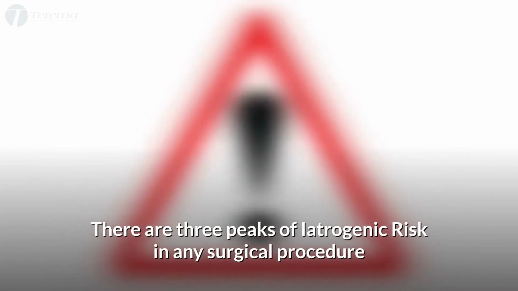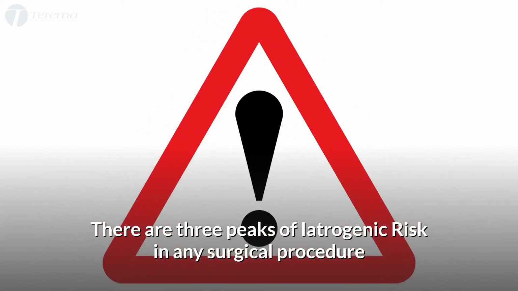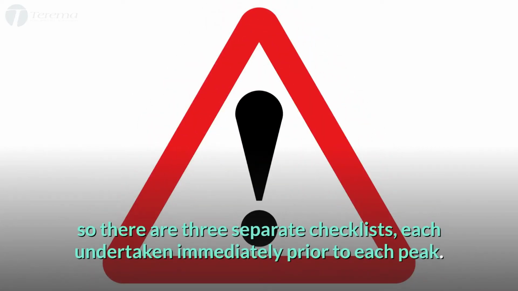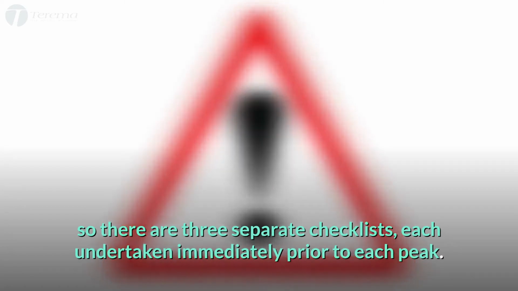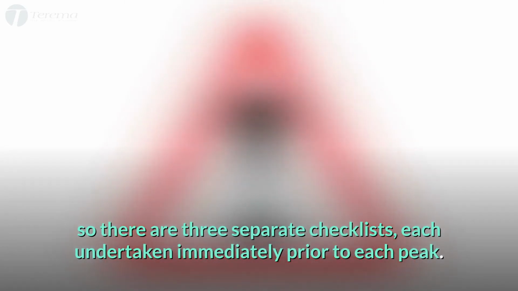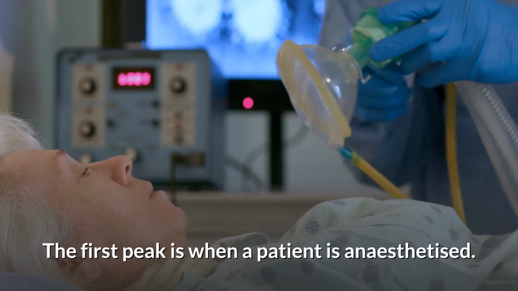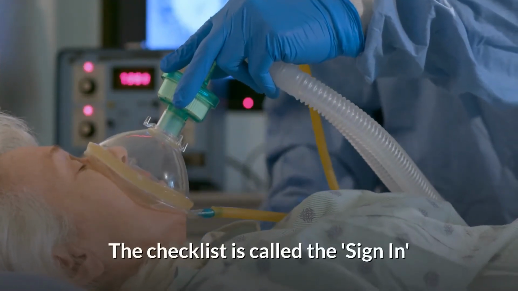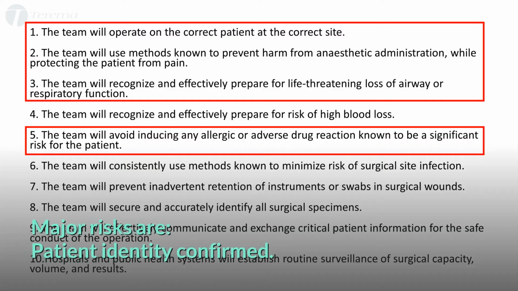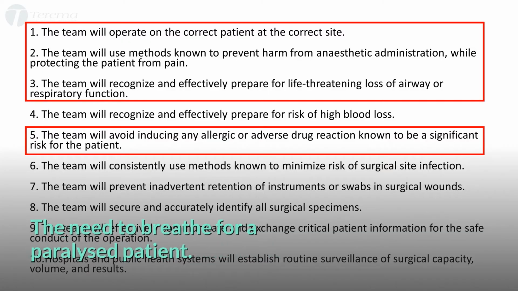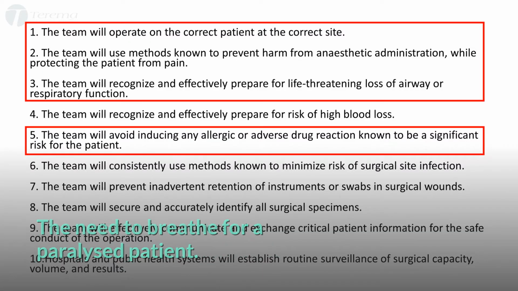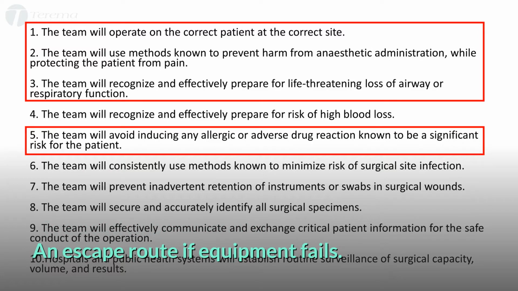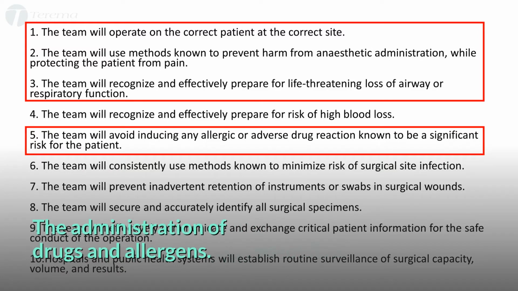There are 3 peaks of iatrogenic risk in any surgical procedure, so there are 3 separate checklists, each undertaken immediately prior to each peak. The first peak is when the patient is anaesthetised. The checklist is called the sign-in, and major risks are patient identity confirmed, the need to breathe for a paralysed patient, an escape route if equipment fails, the administration of drugs and allergens.